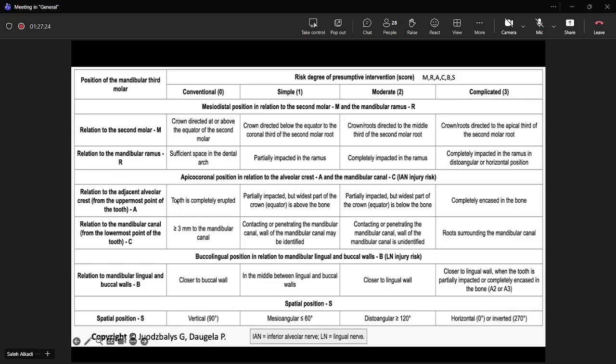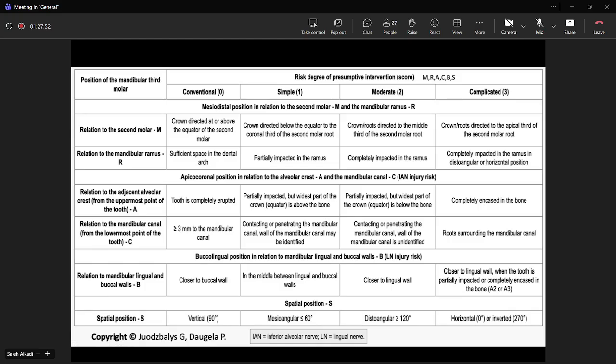For the first category, we have two factors here, the relationship to the second molar and the relation to the mandibular ramus. Then we have the apicoronal position in relation to the alveolar crest and in relation to the inferior alveolar nerve, which is the injury risk. As you can see here, we then have another 4 categories.